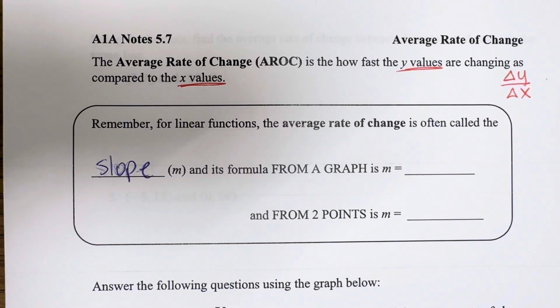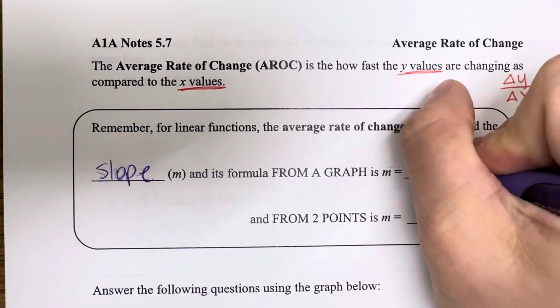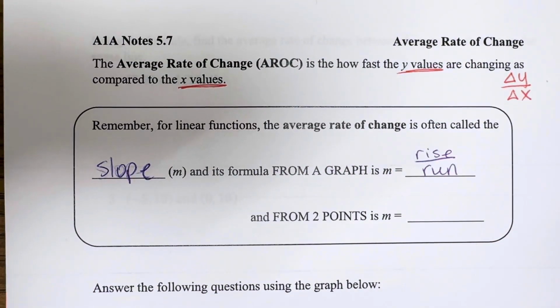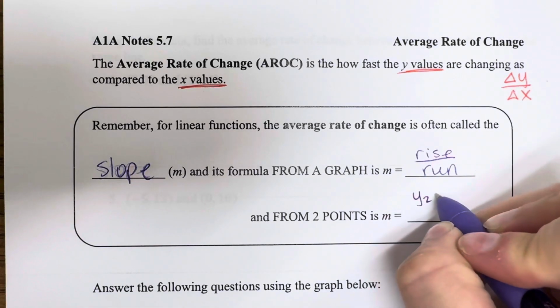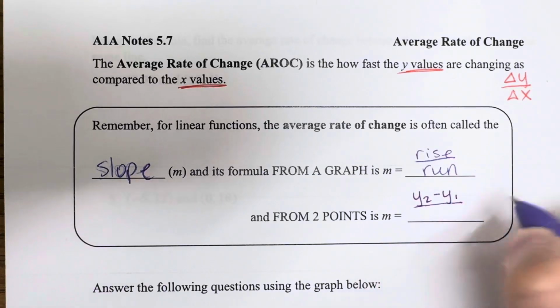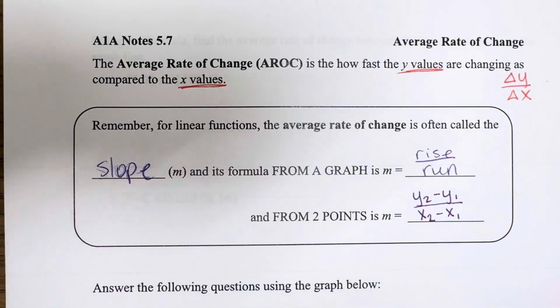So to find slope from a graph, remember you can just find your rise over your run. But if you're only given 2 sets of coordinates, then you would do your second y coordinate minus your first y coordinate, and same for your x coordinates, and then divide those two answers.